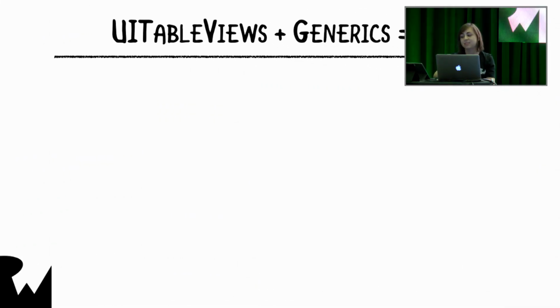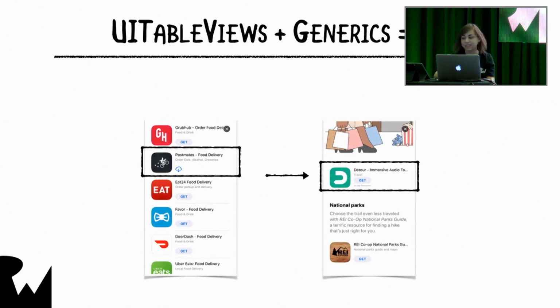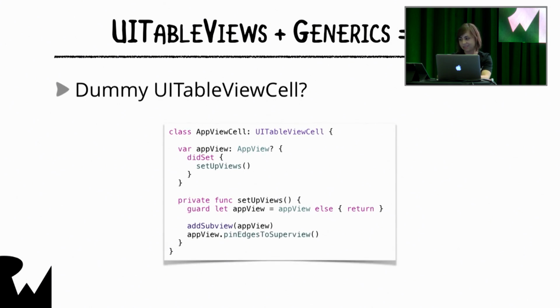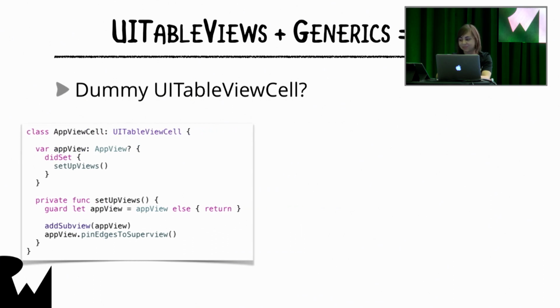Step 2 is creating UITableViewCells from UIViews so that we can reuse that same view on its own or in a table view. And normally, we could achieve that effect by writing something like this. Create a dummy cell class. We give it one UIView property, which is the view you want to display. And then we pin it to the edges, which is good, but not great. And generics can actually come to the rescue again.